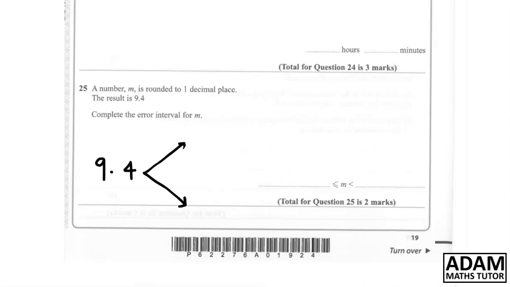And the easy way to do this with a decimal is to put a 5 on the end, and then for the lower bound you can put a 5 on the end, but you need to remember to take away 1 from the number before it, so 9.35. So my lower bound is 9.35 and my upper bound is 9.45.